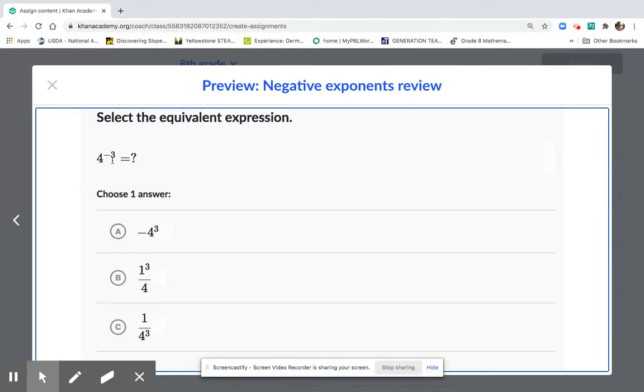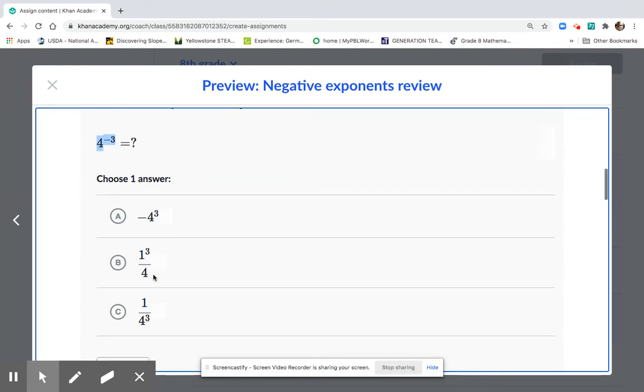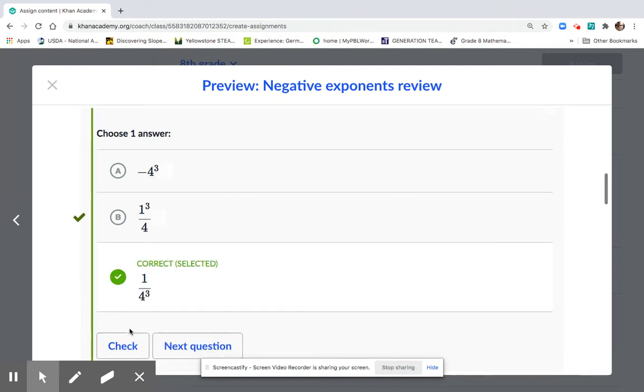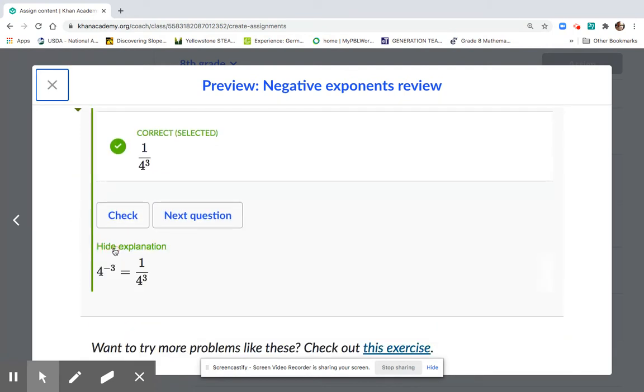Now, we have 4 to the negative third. This doesn't mean that my expression's negative, right? In fact, this number should be positive. The exponent is negative, right? Now, this 3 stays with the base, a base of 4, so it's not going to be B. I'm going to say it's C. Let's check. Hey, I got it, right?